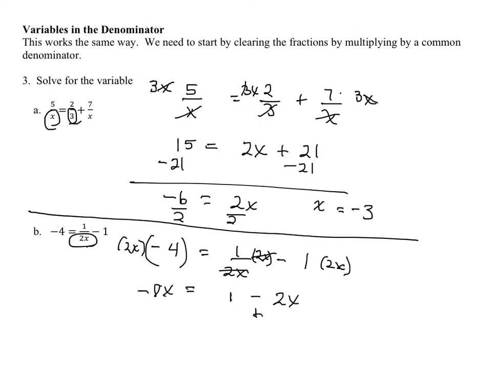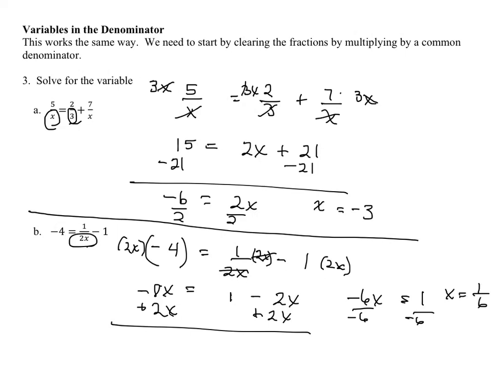I'm going to move that darn 2x over. I'm going to add it to both sides. So I end up with -6x is equal to 1. Divide by -6. x is equal to negative 1/6.